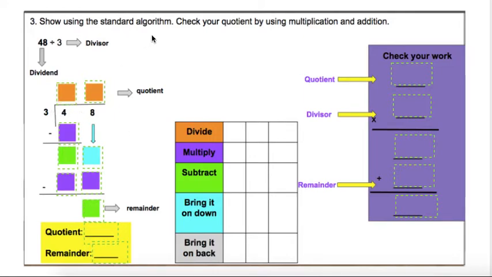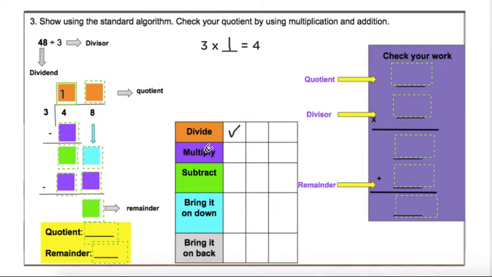Divide. 3 goes into 4 how many times? In other words, 3 times blank gets me closest to 4. Who thinks they know what needs to go in that blank? If you said 1, you are absolutely correct. I know this because 3 times 2 equals 6, which is more than 4. So my partial quotient is going to be 1. I just divided. I'm going to check it off.